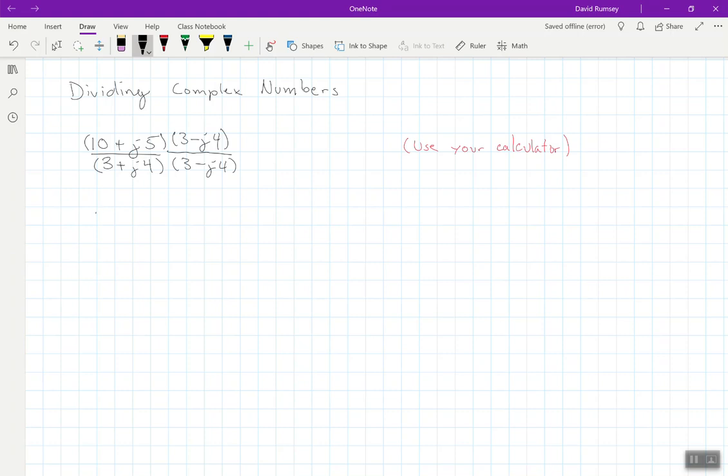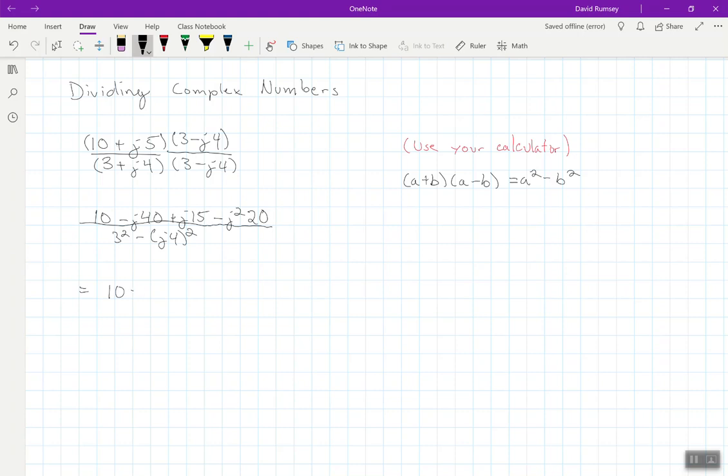So I would have in the numerator 10 minus j40 plus j15 minus j squared 20, divided by, now if we use our special product formula, remember there's a special product where you have a plus b times a minus b. This is a squared minus b squared. So I'm going to use that. So this would be 3 squared minus j4 squared.